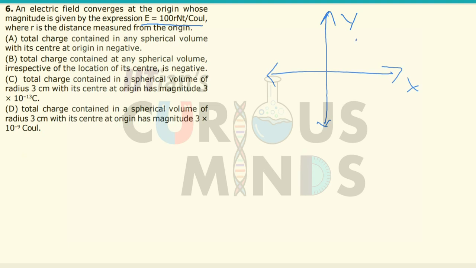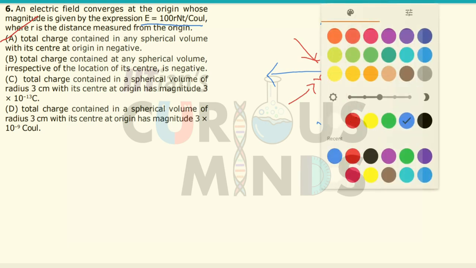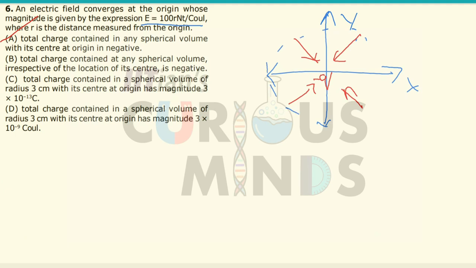The total lines of force converge at the origin. If lines converge at the origin, it means there should be a total negative charge at the origin. It may not be a single charge, but the resultant of all the charges should be negative. So option A is correct. The total charge contained in any spherical volume with its center at the origin will be negative.